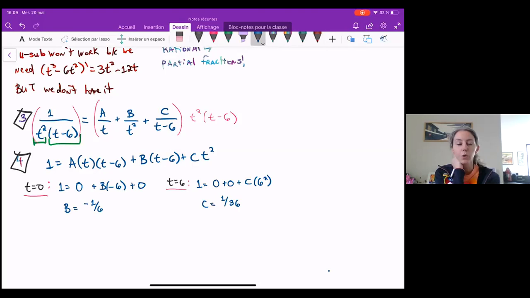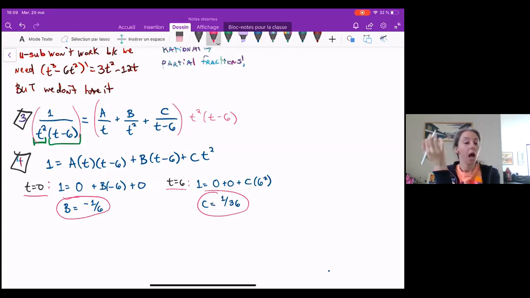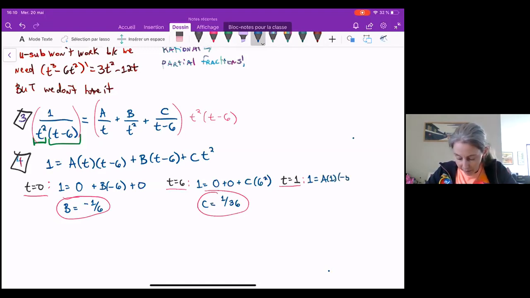Now I don't have any more zeros, but I still haven't solved for A. So what should I do? Use 1 as t. I could also use 84 or 84,846,943. But 1 is easier, so I'm going to let t equal 1. I'm picking a random value of my choice. And when I let t equal 1, I have 1 is equal to A times 1 times -5 plus B times -5 plus C times 1.